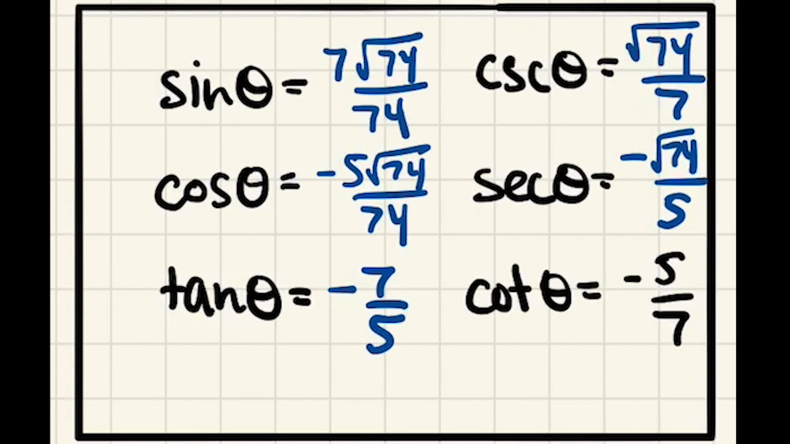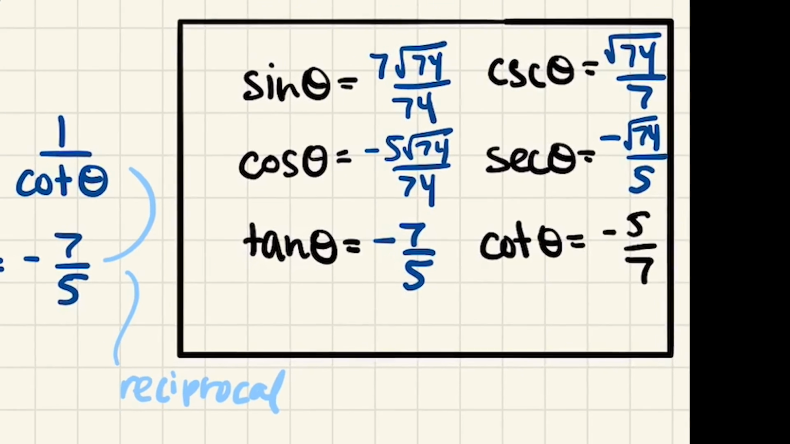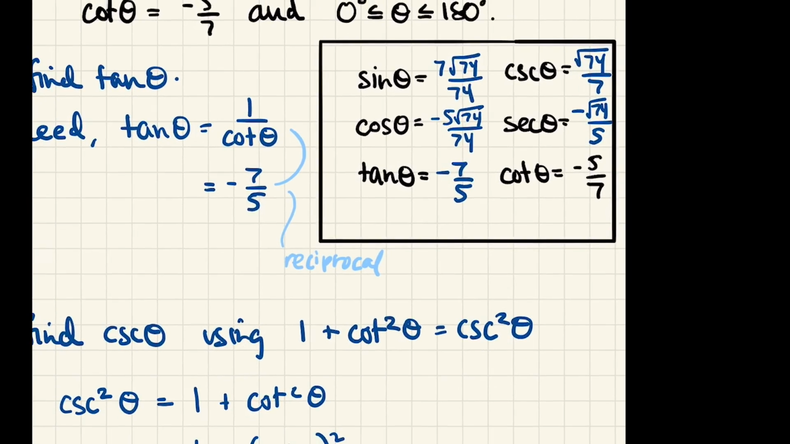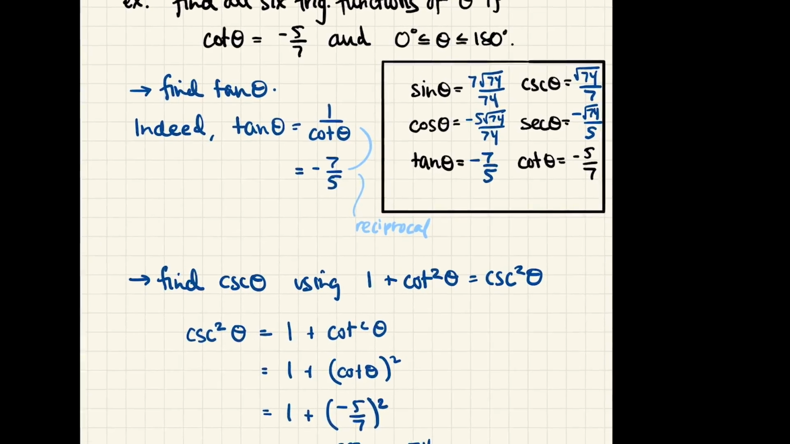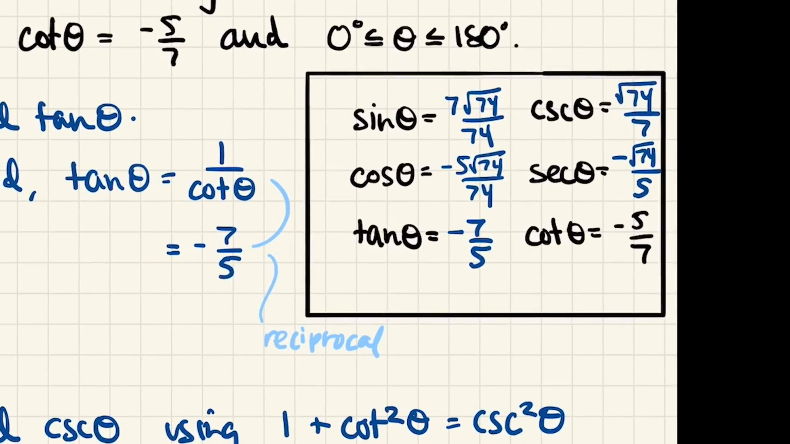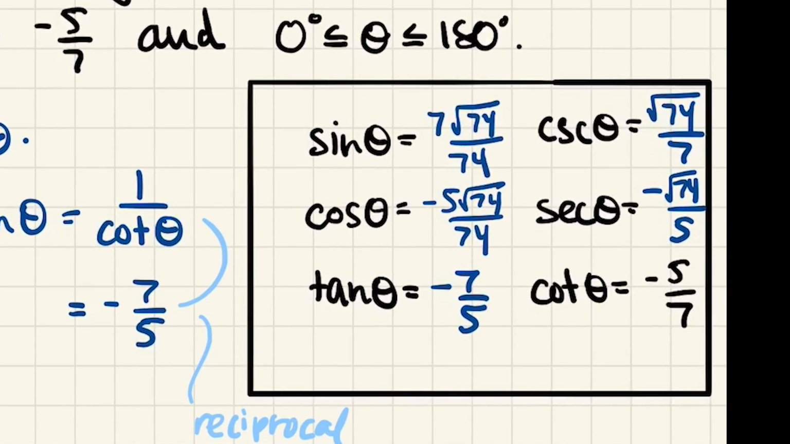And there we are. We purely used identities to deduce all of the remaining 5 trigonometric functions when we were given simply cotangent and some vague information about the location of the angle theta. Notice that as theta was indeed established to be a second quadrant angle, everything is negative except for sine and cosecant, which are both positive.